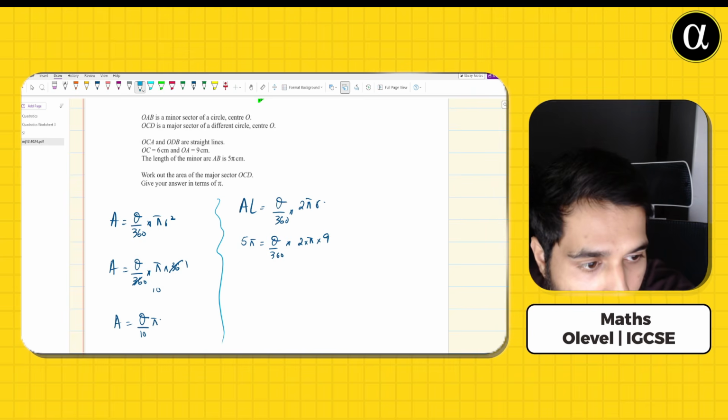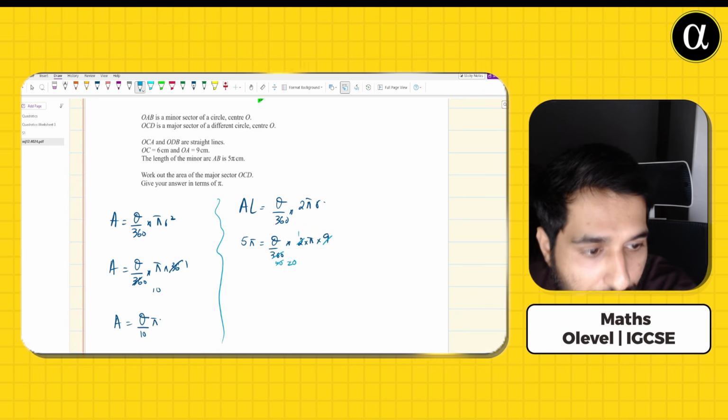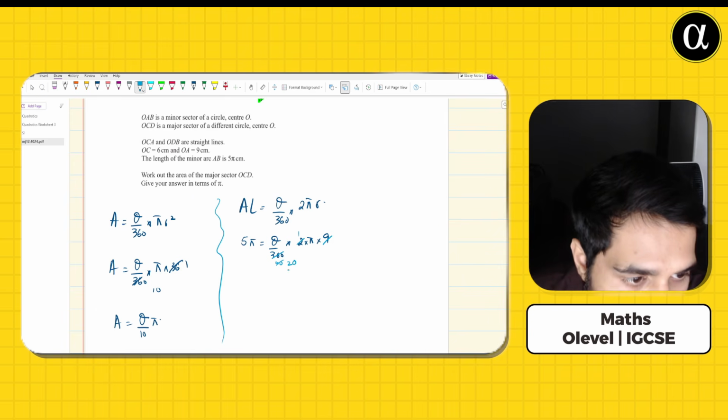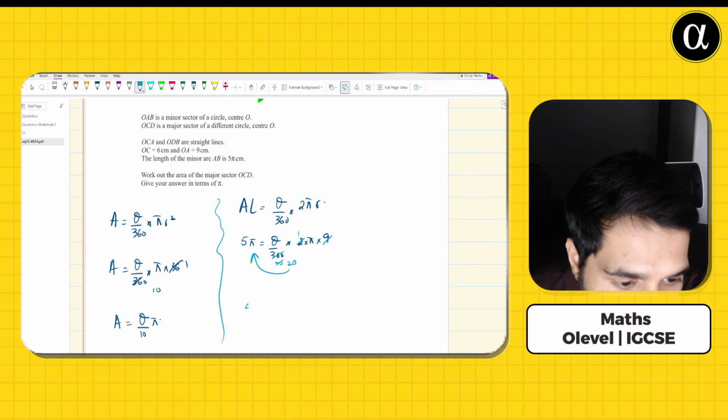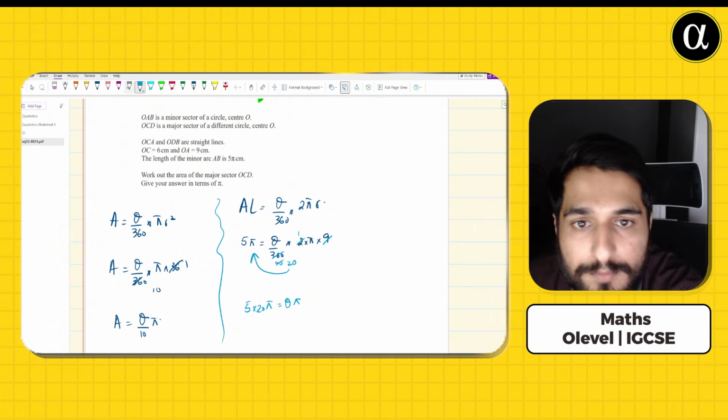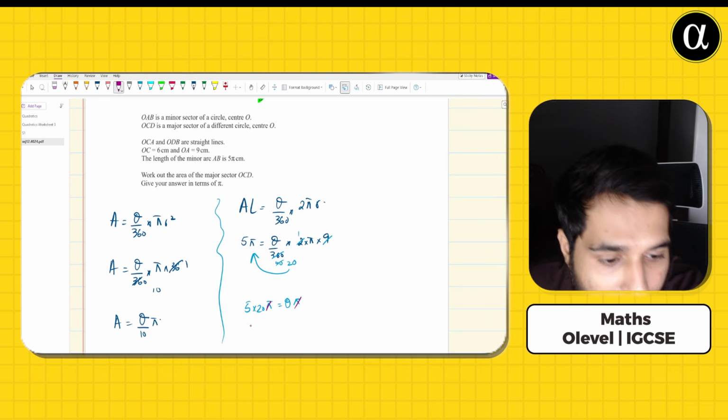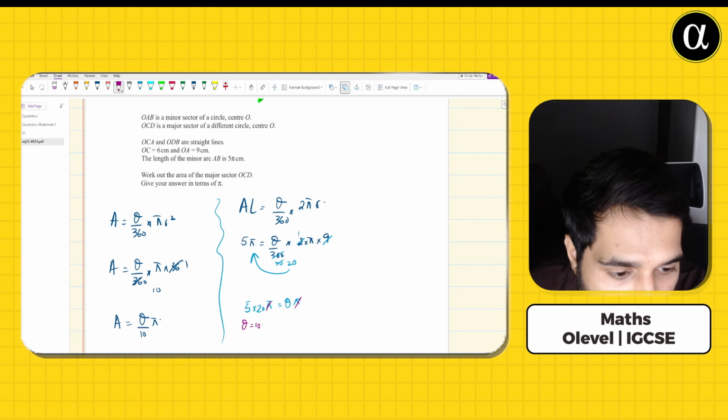So that can be 1 over, this is going to be 40 times, and this is 1, and this is going to be further divided by 2, so that will give us 20, and this 20 can be multiplied on this side. This is going to be 5 times 20 of pi is equal to theta times pi, and we know that this pi and pi can be cancelled, so the value for theta is going to be what? Theta will turn out to be 100 degrees.